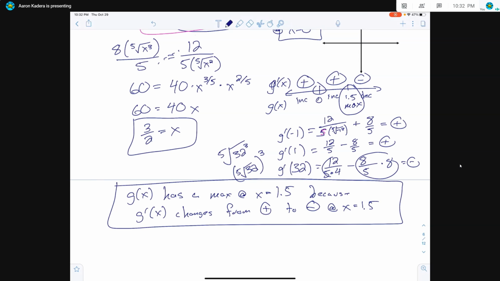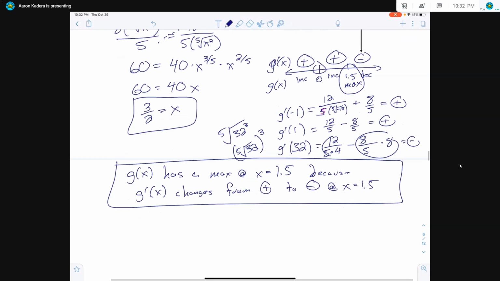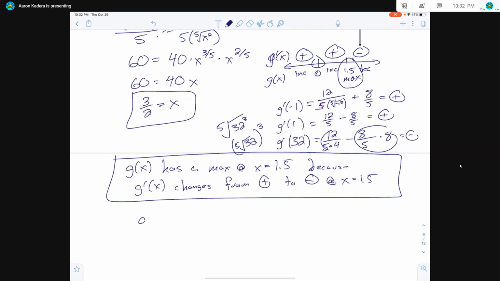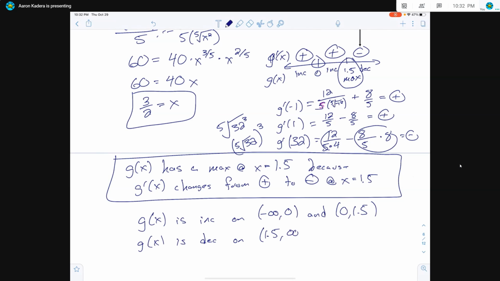And then we can also say that it's increasing everywhere. Okay, so we can say g of x is increasing on negative infinity up to 0. I'm going to exclude 0, and from 0 to 1.5. And then I can also say g of x is decreasing on 1.5 onwards towards infinity.